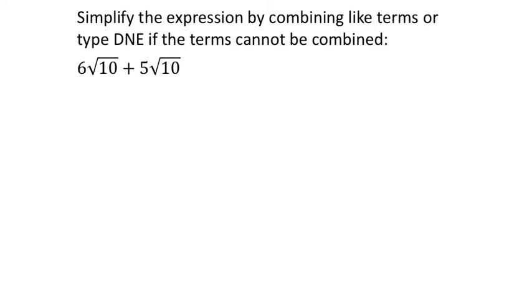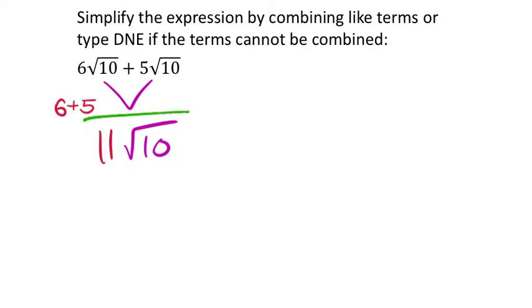So this example, just emphasizing what we just saw. The square root of 10 cannot be simplified. You're welcome to put that in the calculator. But right here, I'm going to combine my square roots of 10. How many do I have? Well, we had 6. And then we're going to add 5 more, which would make it 11 square roots of 10. Done.